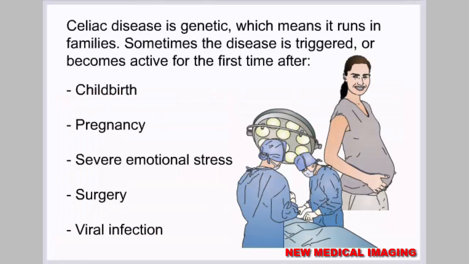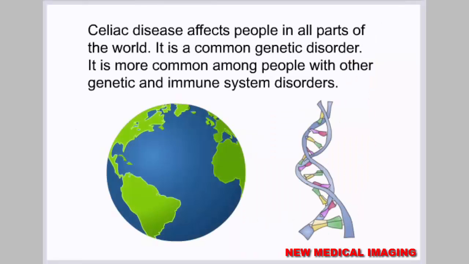Celiac disease is genetic, which means it runs in families. Sometimes the disease is triggered or becomes active for the first time after childbirth, pregnancy, severe emotional stress, surgery, viral infection. Celiac disease affects people in all parts of the world. It is a common genetic disorder. It is more common among people with other genetic and immune system disorders.